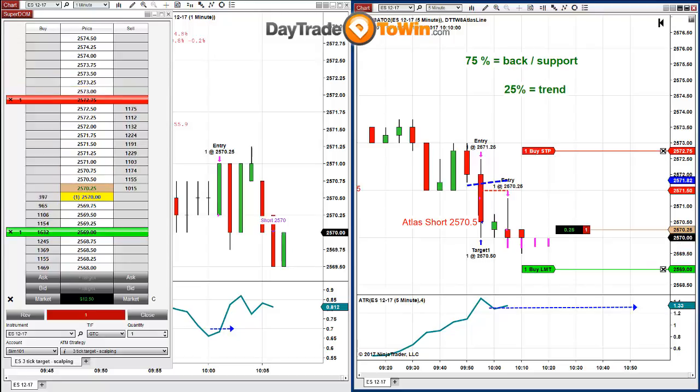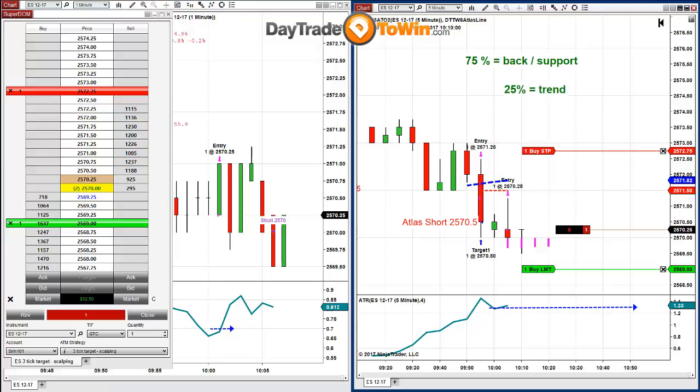I don't want to, on every single trade, wait and hold on to it and hold on to it and nothing comes out of it, or I give it all back. So don't think that trends are the norm. Whipsaw or back and forth support resistance is the norm.